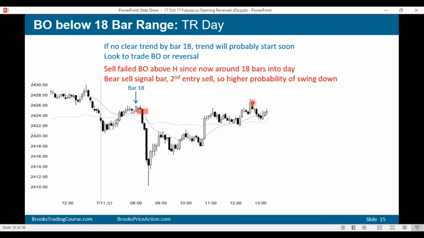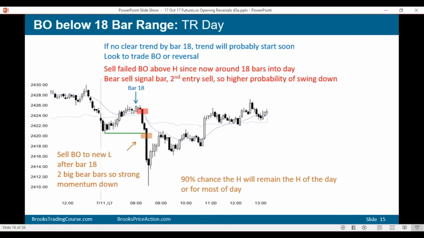Sometimes here we got a slight new high late in the day. Sell the new low. 90% chance it'll remain the high of the day.